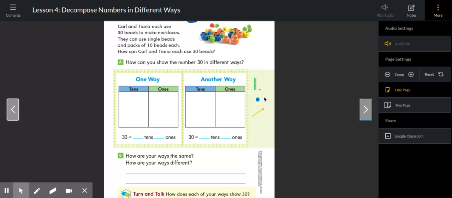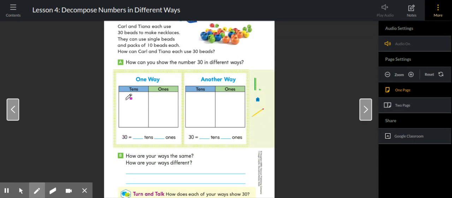They can use single beads. They could just have a pile of 30 single beads, or they could also use packs of 10 beads each. So how can Carl and Tiana each use 30 beads? How can you show the number 30 in different ways? So remember, I said they could really just use 30 single beads. That would be like using 30 ones. That would take me a long time to draw on here, so I'm not going to do that. So think of some other ways to do that.